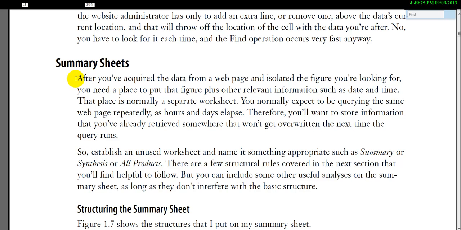So he says after you've gotten the data from the web page and you figure out where the figure is that you want, that number, you're going to want to store that information somewhere, and you're going to usually use a separate worksheet for that. So he says let's create another worksheet called summary or synthesis or all products.